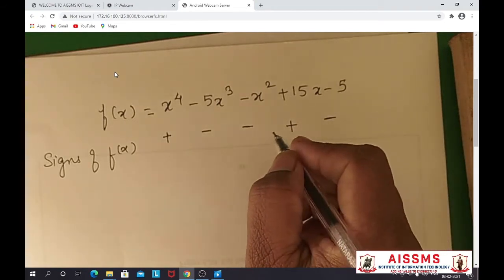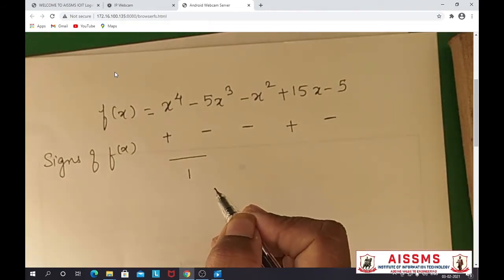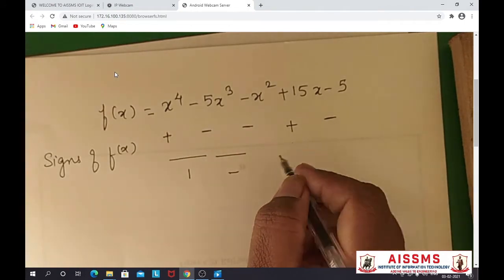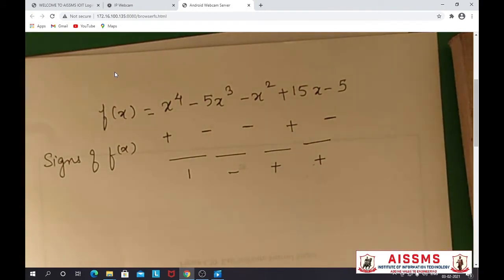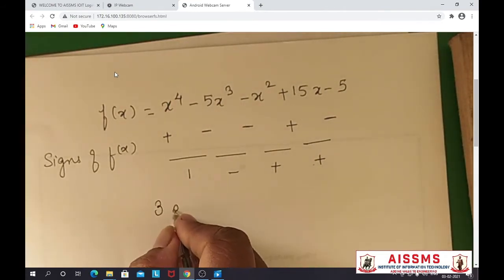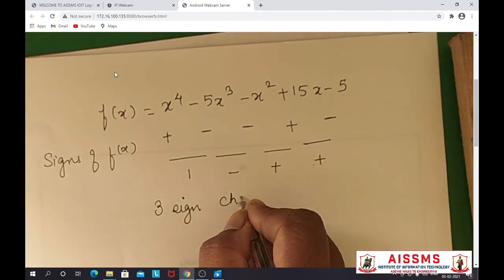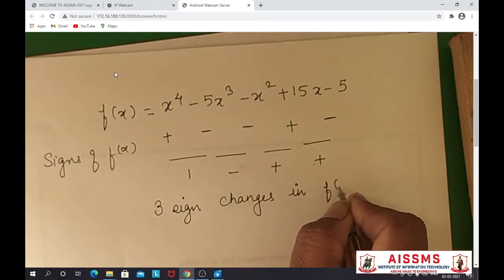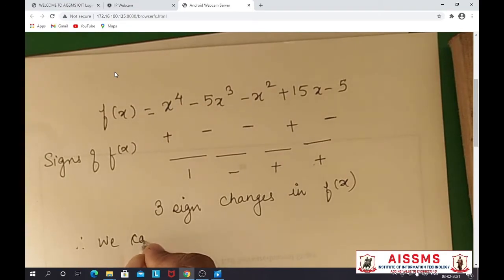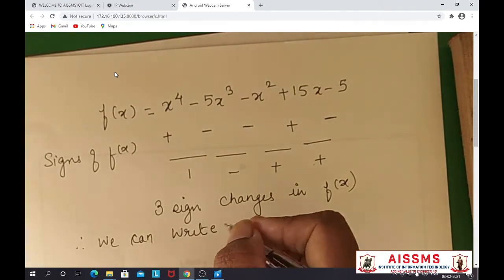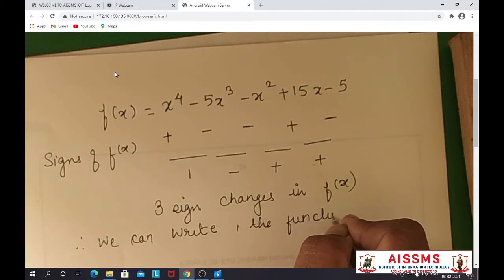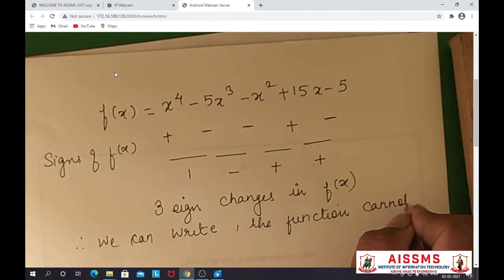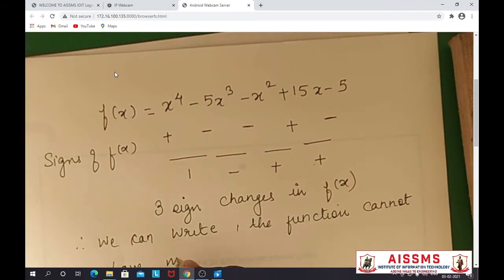From positive to negative, there is one sign change. Negative to negative, no sign change. Negative to positive, there is one more sign change. And again, positive to negative, there is one more sign change. So it is having three sign changes in f of x. Therefore, we can write the given function cannot have more than 3 positive roots.